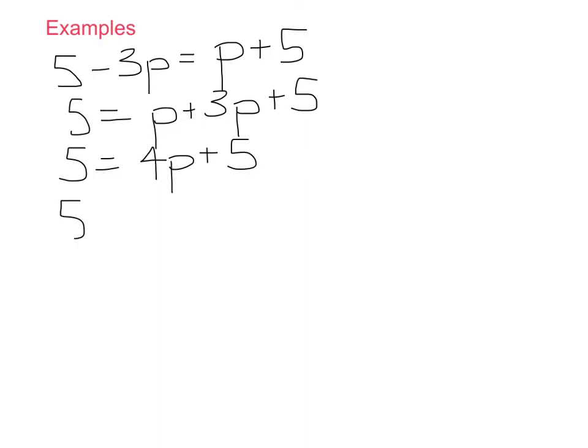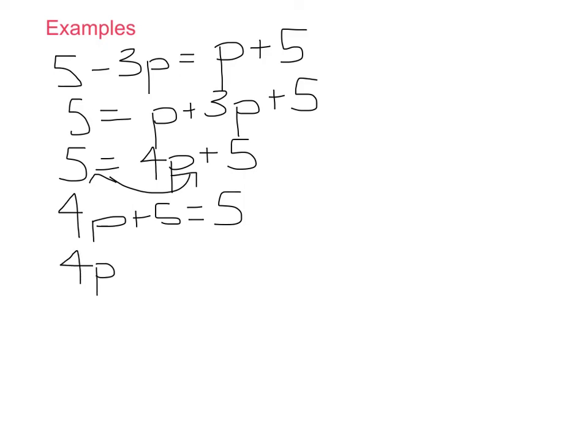Again, if you want to flip it, that's fine. If you want to flip it around, so just move this side over to this side and vice versa. 4p plus 5 equals 5. Some people prefer to read it that way, and that's fine. It's just flipping around the side. So 4p plus 5 equals 5. So 4p, let's do the inverse. We've got addition there. The inverse of addition is subtraction.